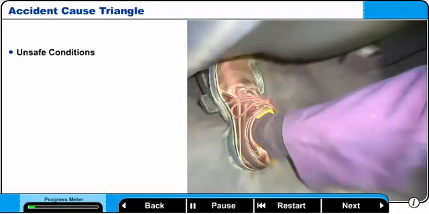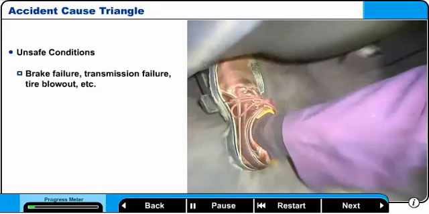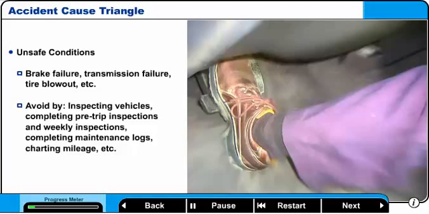Unsafe conditions include such things as brake failures, transmission failures, tire blowouts, and other problems with your vehicle. They are more avoidable than acts of God. For example, you can make sure your vehicle is inspected regularly by a qualified mechanic. You can complete pre-trip inspections and more thorough weekly inspections, keep up a maintenance log, chart your mileage, and so on.